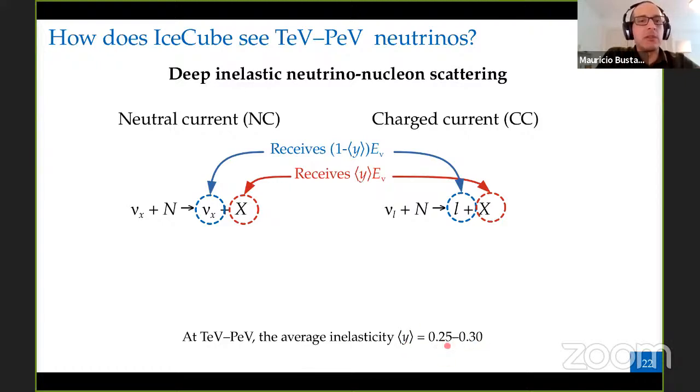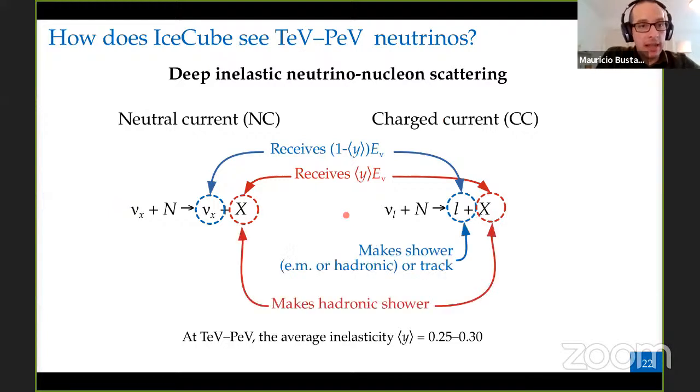The average value is about 0.25, 0.30 at these energies. But what I should say is that out of this distribution of the energy of the initial neutrino into the final state products, part of this is going to go into particles that are charged and that therefore make a Cherenkov radiation that is detectable by the photomultipliers.